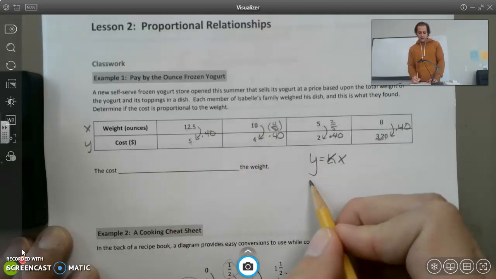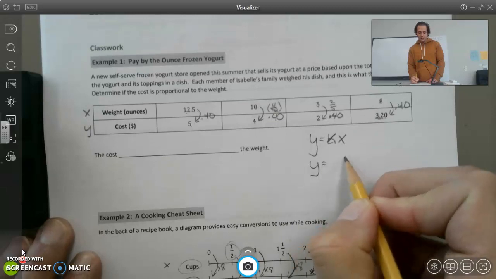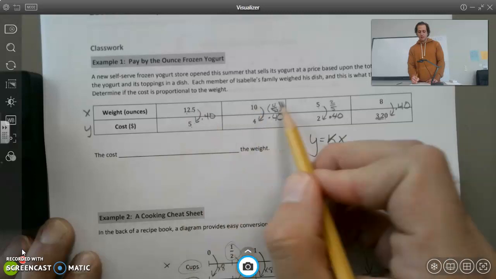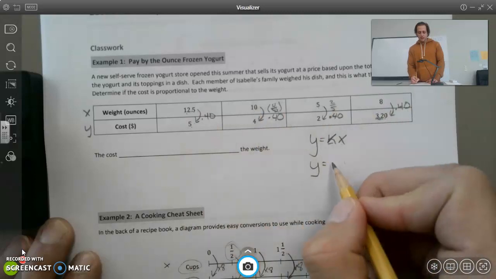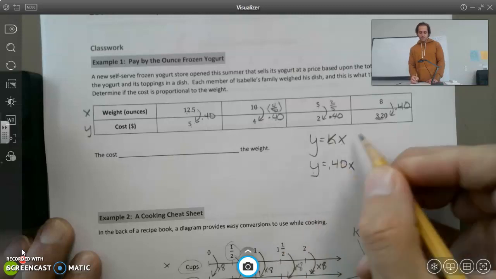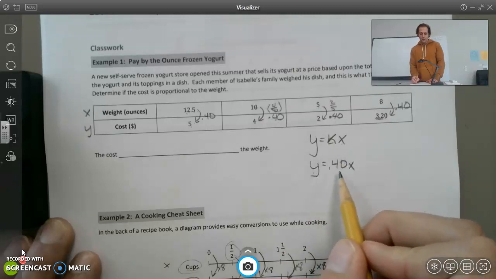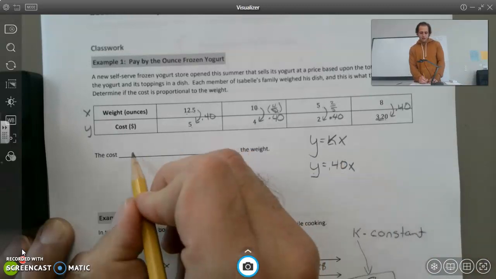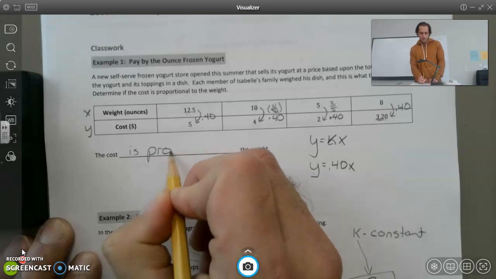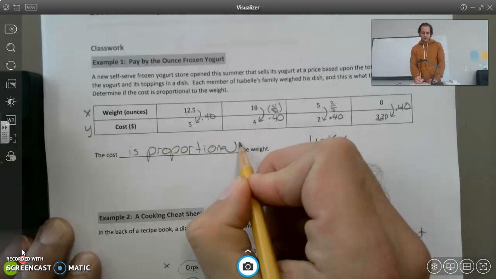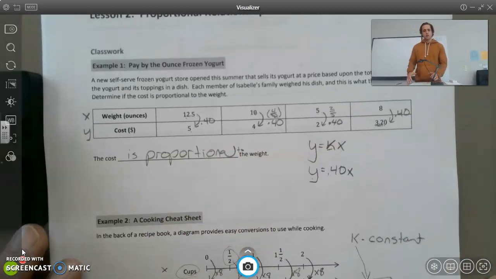So the idea here is that I could take whatever my x value is, whether that's 12 ounces, 10 ounces, 5 ounces, 8 ounces, and if I multiply that times 40 cents, I get my cost. That's the relationship that we've determined, and that's the equation for what it would look like. The cost is proportional to the weight.